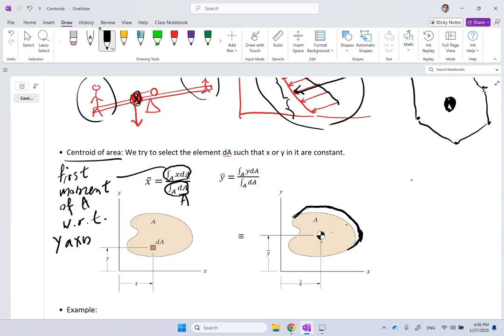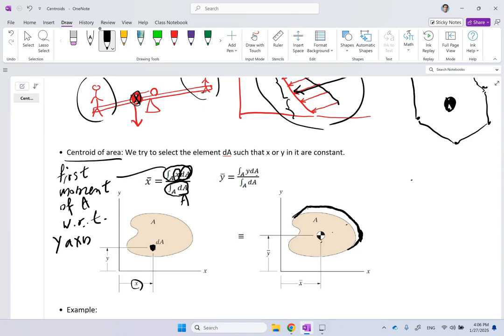Now, why y-axis? Because x is the distance of this element dA to the y-axis. That's the distance of it to the y-axis. And remember, moment is like an arm times a force. In this case, instead of a distance times a force, it's a distance times the area of that element. So we call it moment of area as opposed to moment of a force. So this is the moment of that small dA with respect to the y-axis, integrated over A to get the moment of all of the surface with respect to the y-axis, divided by A, and you're going to get x bar.